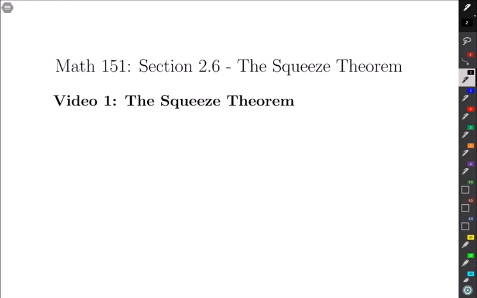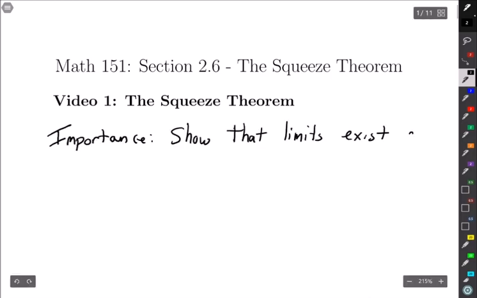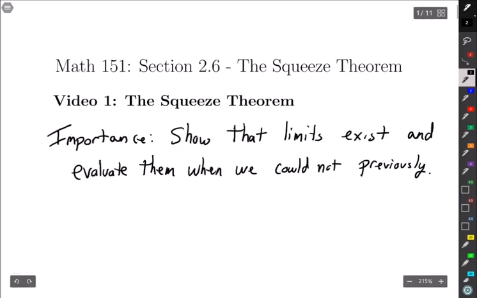Why is the squeeze theorem important? Well, the main thing that it gets us is the ability to determine that limits exist and find out what they are equal to when we couldn't do it otherwise. And the main benefit here is the showing that they exist part of this. For all of our limit laws that we have in sections 2.3 and 2.4 for continuity, we need the limit to exist, and then we can say something about it.